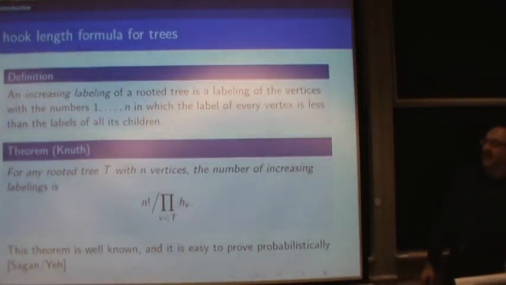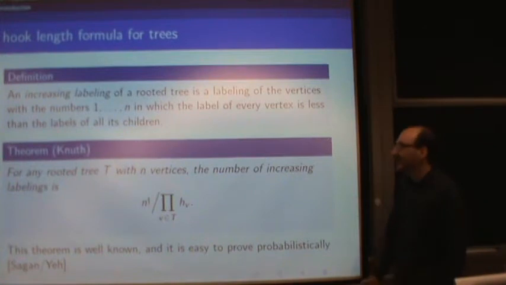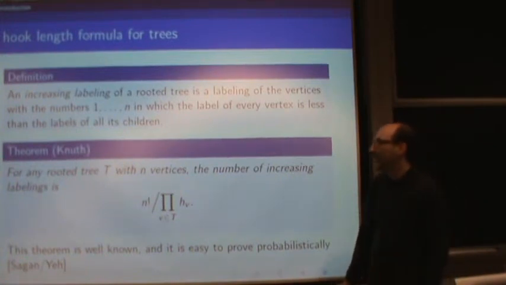A rooted tree has an increasing labeling if the numbers 1 through n are placed in the tree, and every vertex has a lower number than the label of its children. And now we have an analogous hook length formula for any rooted tree with n vertices. The number of increasing labelings is n factorial divided by the product of the hook lengths.